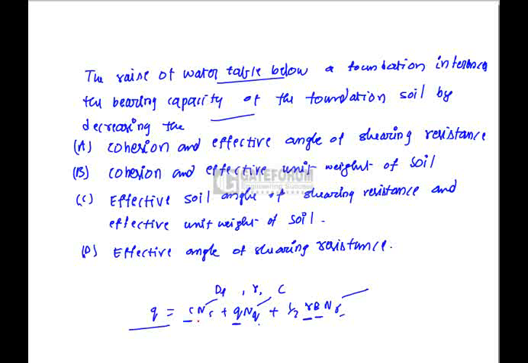So consider the effect on unit weight. The water table is going to rise, and the unit weight is going to decrease: gamma saturated minus gamma w becomes the effective unit weight. So the effect on the unit weight is going to be there, and it is also going to affect the cohesion. The effect of water table on the foundation is because of cohesion and effective unit weight. So option B is correct.